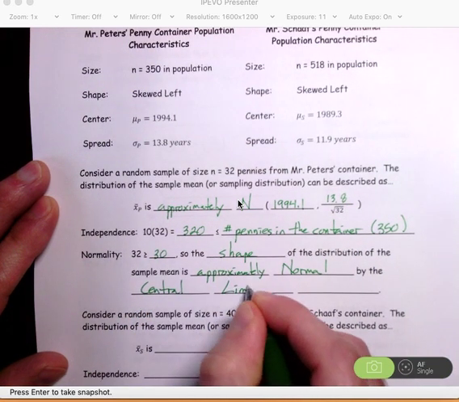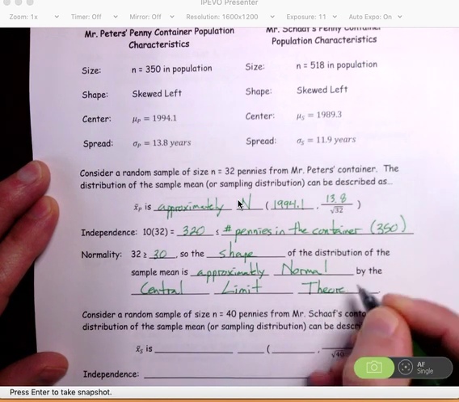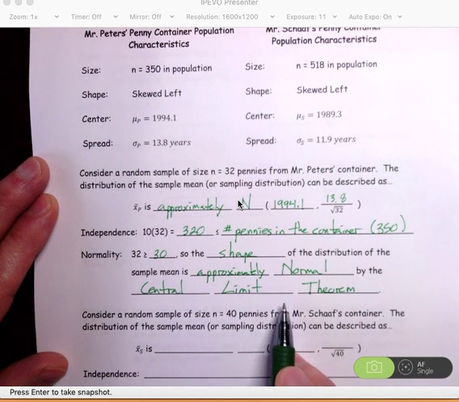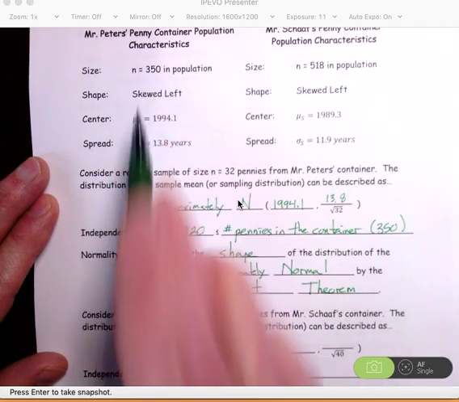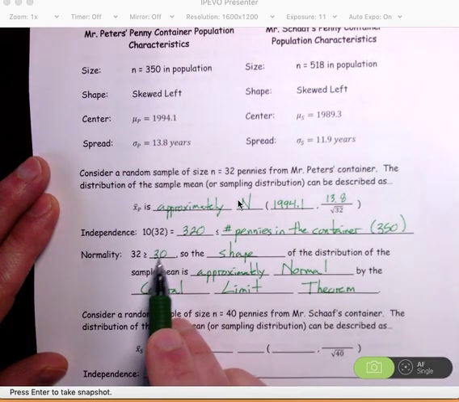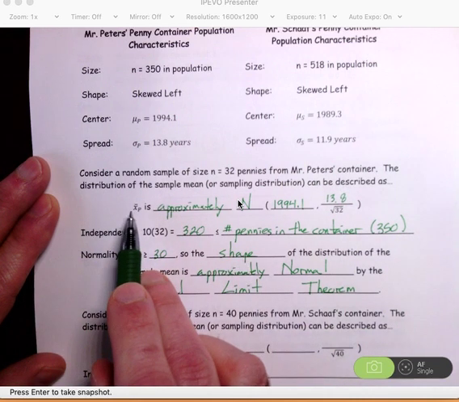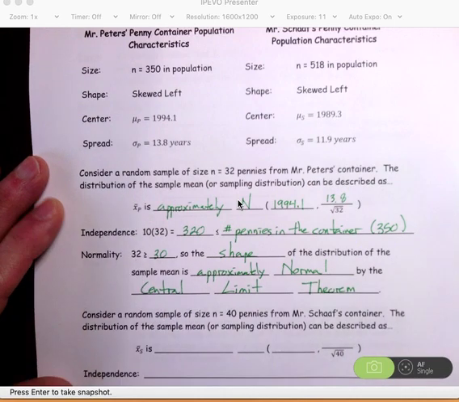The central limit theorem is about means, not proportions. The central limit theorem says that no matter what the shape of the population is, skewed left, no matter that shape, as long as the sample size is large, the shape for the sample means will look approximately normal, the larger the sample gets.